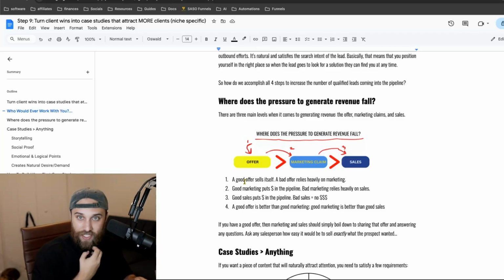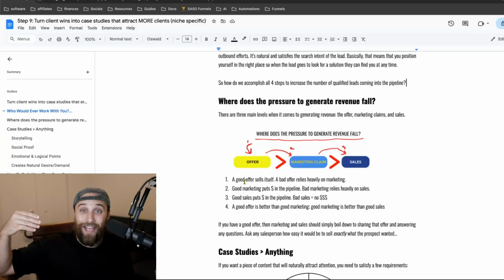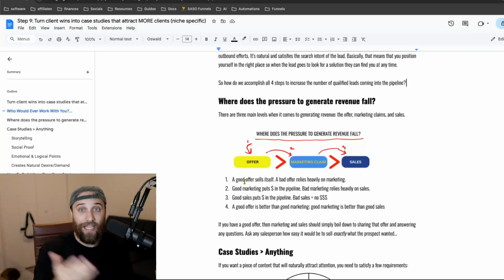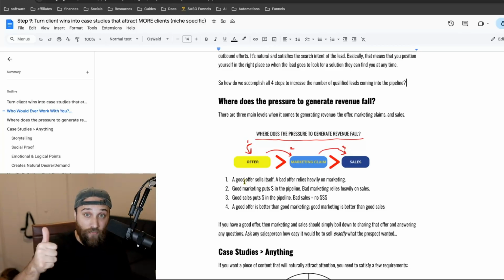So what we're seeing is that a good offer has potential to generate revenue. If the offer is poor, then the marketing claim takes that pressure. If the marketing claim is also poor, then the pressure trickles all the way down to sales. If the sales are poor, which 90% of you are really bad at it, then you are not generating money. If you're sitting here saying, I've been doing high level for months and I've got no traction, no clients, I can't keep anybody, guess what? Your offer sucks, your marketing claims suck, and you probably suck at sales.